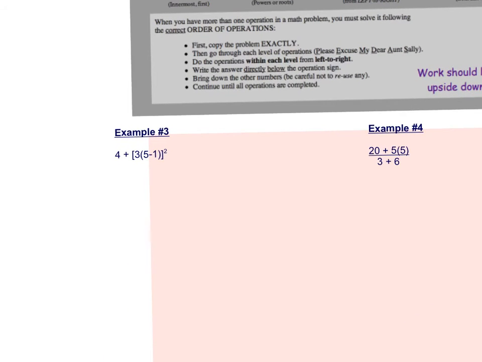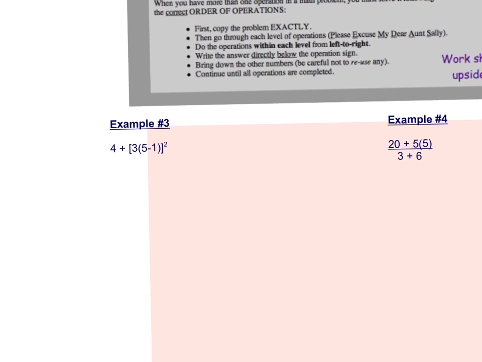If we look at example 3 here, we have a parenthesis inside a bracket. So that just means we're going to work inside out. So we've got 4 plus, and then we keep the bracket, 3, and then there's this 4 in the parenthesis. Close the bracket, and then square. Now what the bracket does, it just shows that we're going to square that whole inside of the bracket.